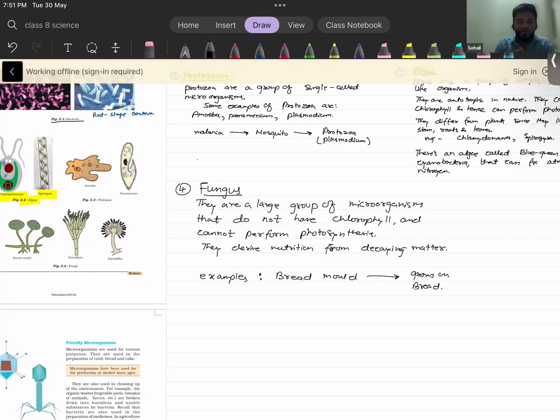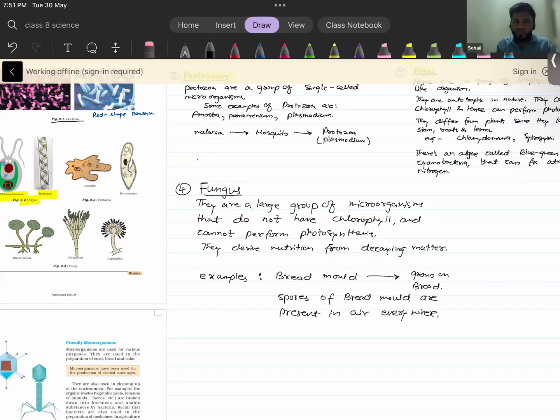It is basically present almost everywhere. You can test it like this. If you keep food open in the air for 1 or 2 days, on the third day you will observe that bread mold has grown on it. So hence we see that the spores of the bread mold are present in air almost everywhere.